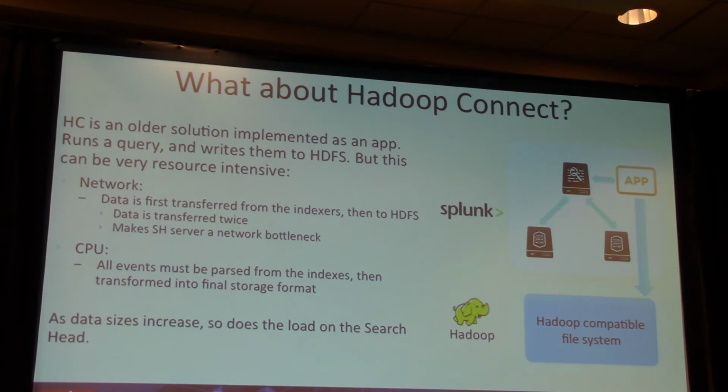If you look at how this operates, Hadoop Connect is an app sitting on the search head which runs a query periodically that causes all the data to be parsed out of indexes, sent to the search head, reformatted into Hadoop format, and then written out to the file system. So this means that this app sitting on the search head is now a bottleneck for all network traffic. It also means all of this data is being sent over the network twice instead of once. And it also means that the data has to be first parsed and then reformatted.